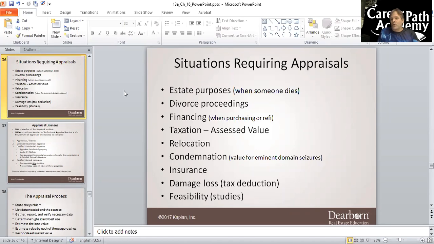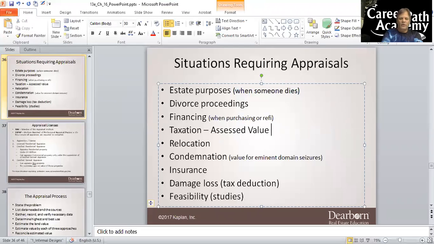For financing, when you want to purchase or refi, to refinance the property. For taxation reasons, because taxes are based on the value of the property, right? What do we call that general real estate tax that everybody pays? The general tax. What's another name for it? In Latin, it means according to value. Ad valorem. The ad valorem tax, right? So the assessed value. Taxation is based on the value of the property. That's the ad valorem, right?